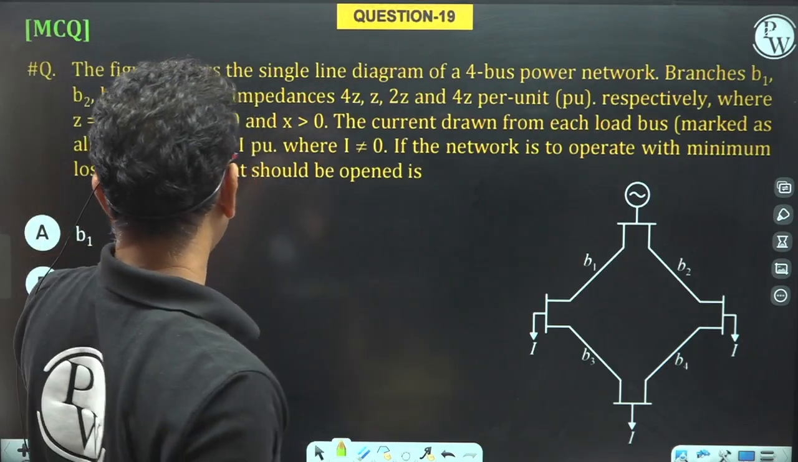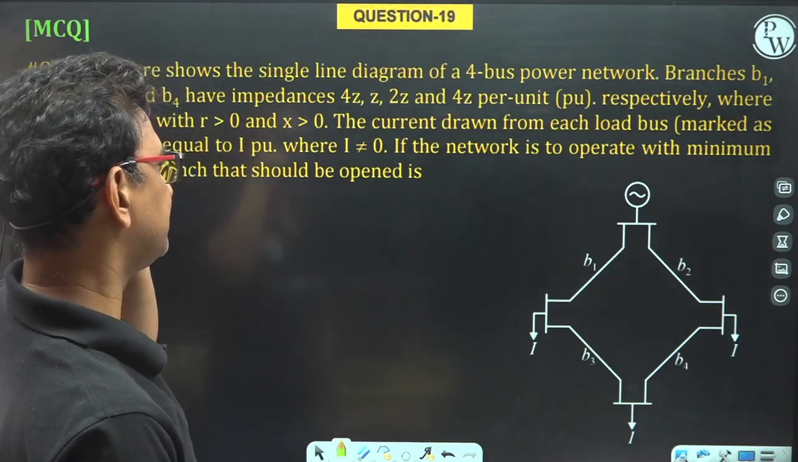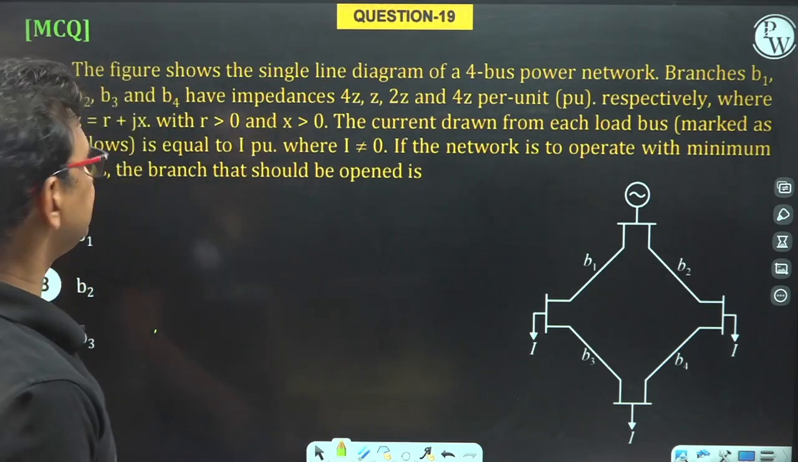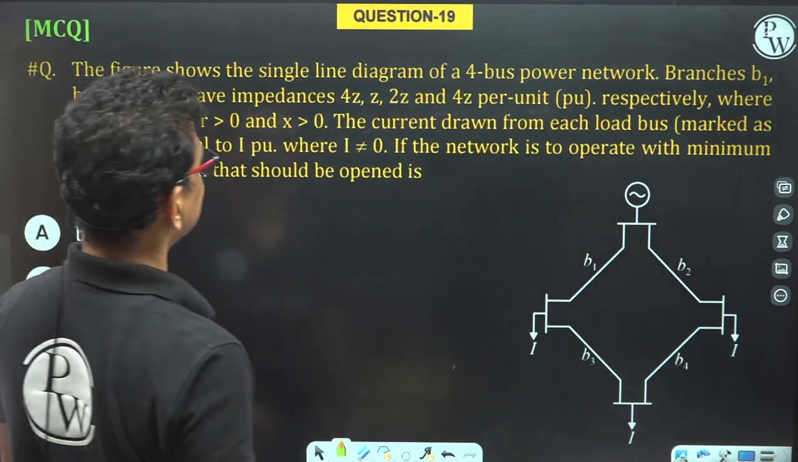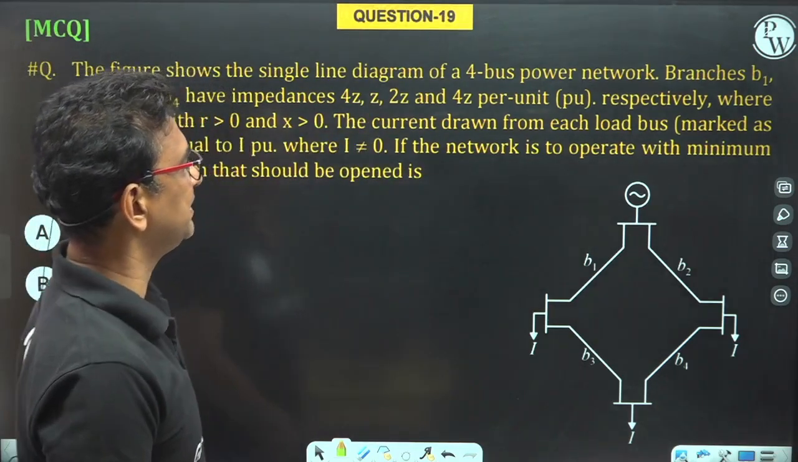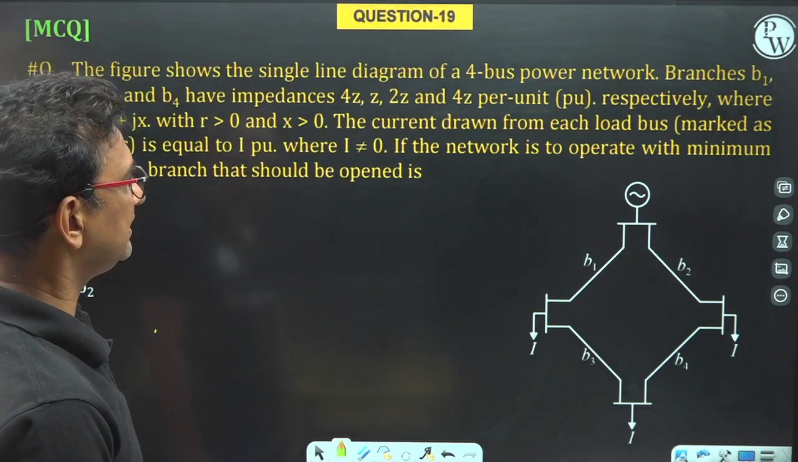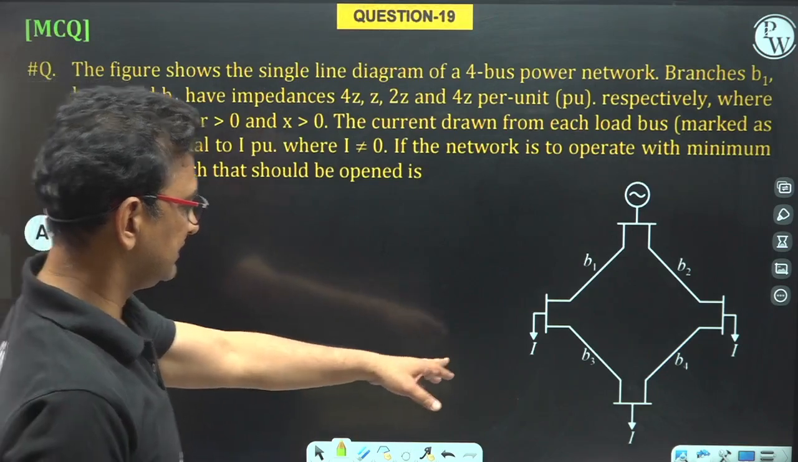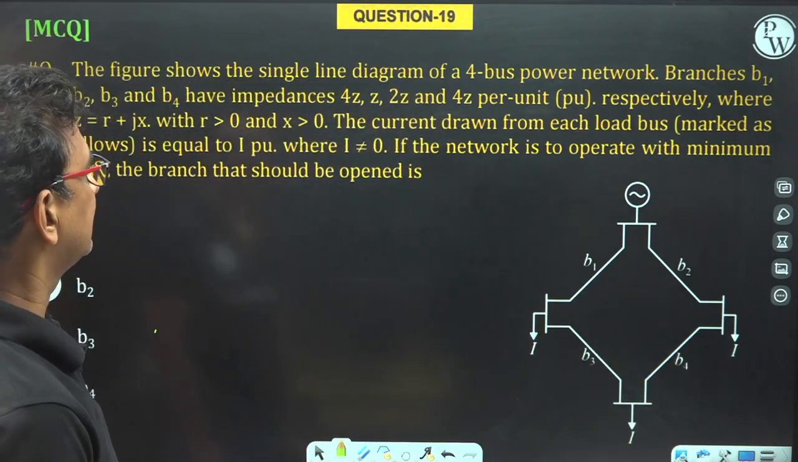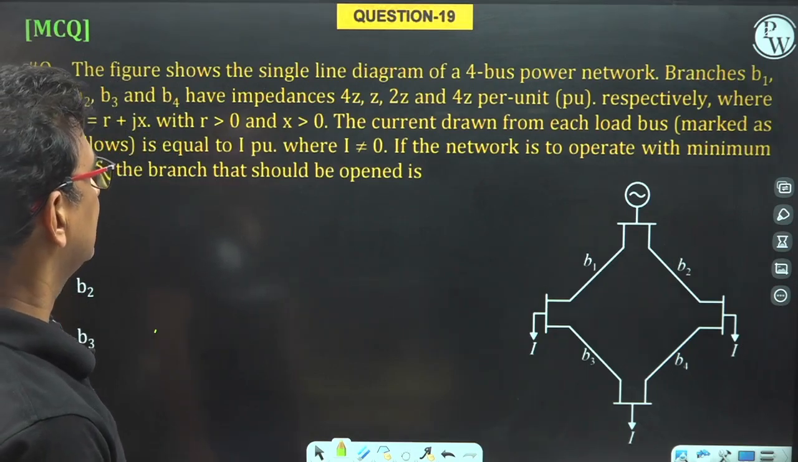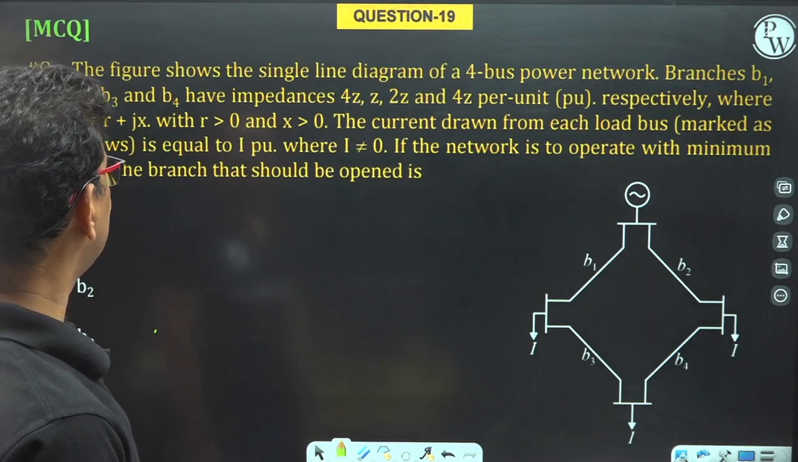In this question, a figure is given of a single line diagram of a 4-bus power network. Branches B1, B2, B3 and B4 have the impedance of 4Z, Z, 2Z and 4Z PU, where Z is R plus jX. The current drawn from each load bus is I, which is equivalent to the I PU.